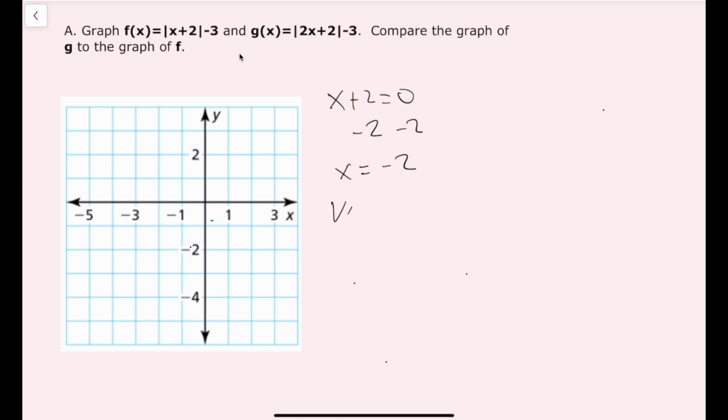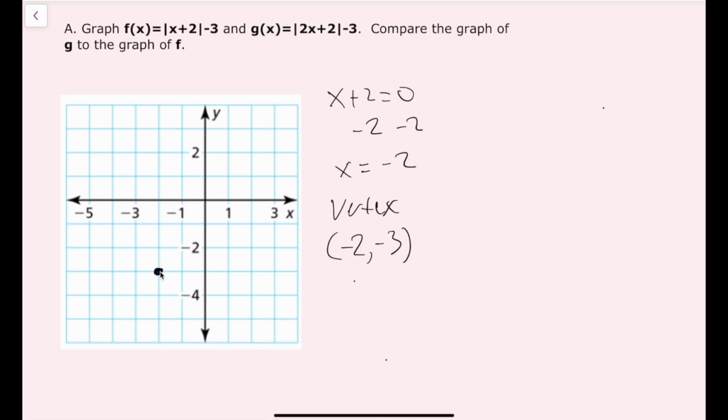So the vertex is negative 2, comma, negative 3. Okay? So that is right here. So negative 2, negative 3. And then I want to see, is there anything being multiplied by my x? Well, there's not anything being multiplied by x, either on the inside or the outside. So my coefficient is 1, which means for a V shape going to the right, my slope is 1 over 1, and then going to the left, it's negative 1. So I can go up 1, right 1 for a positive slope of 1, then up 1, left 1 for a negative slope of 1. Okay? And then I'm going to draw my rays.